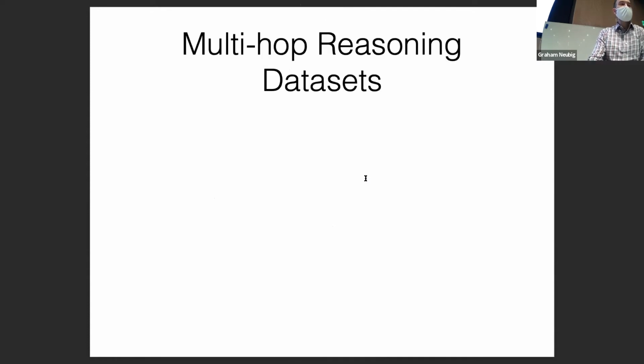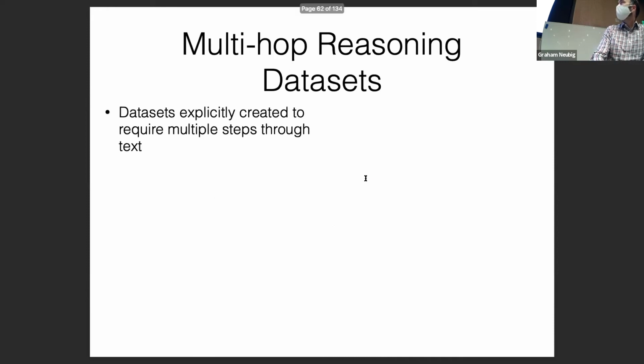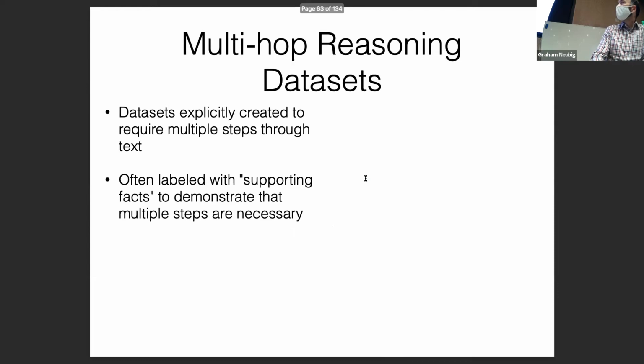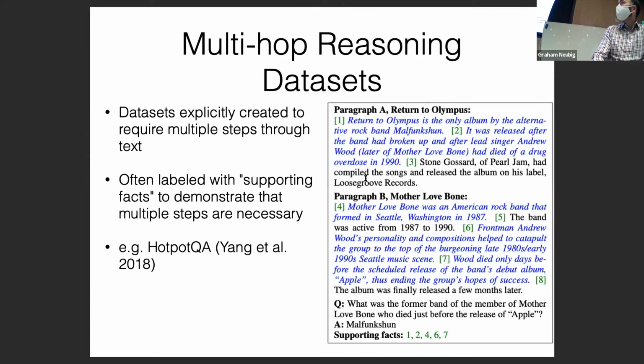So there's a lot of multi-hop reasoning data sets that you can use to test these things, and they're often labeled with supporting facts. The most famous one, also created here at CMU, is Hotpot QA. Basically the way it works is we have one paragraph, and then we have another paragraph. And we have some supporting facts that are required to answer, like, what was the former band of the member of Mother Lovebone, who just died just before the release of Apple? And you have this answer here.